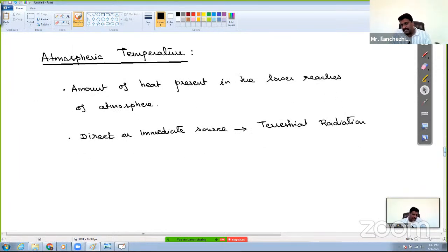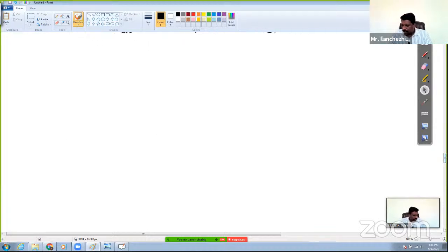Now, we have to talk about how this temperature varies from place to place, because we know that insolation itself varies from place to place. So I should also talk about the variation in temperature. But before talking about the distribution of temperature, first and foremost, let me talk about one small concept called heat budget.